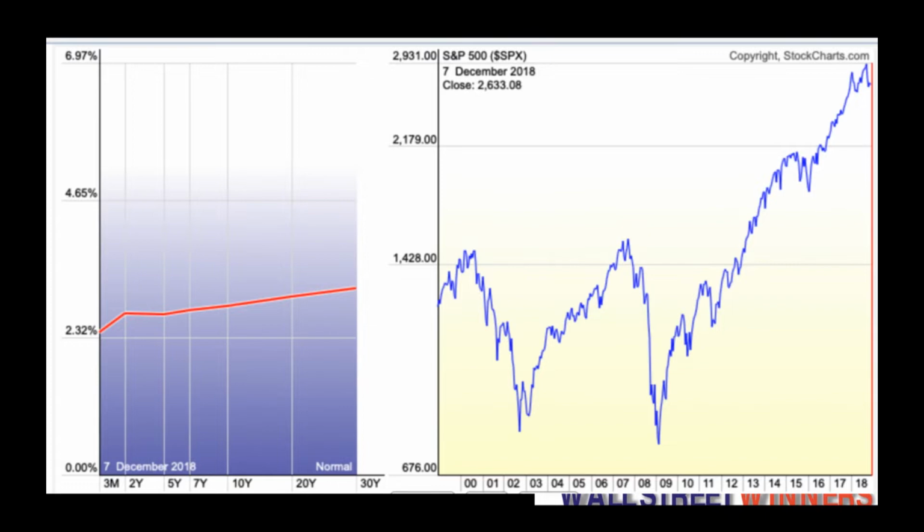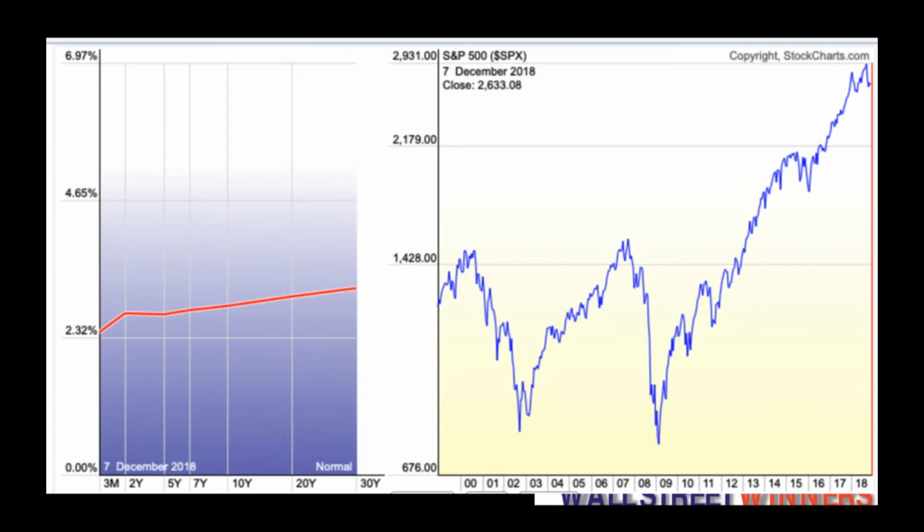Now, on the left-hand side is the yield curve, and the yield curve is just simply interest rates at different maturities. So on the far left-hand side of the chart, it's at 3 months, then it goes to 2 years, 5 years, 7 years, 10 years, 20 years, and 30 years. It is slightly positive at the very beginning of the curve on the left-hand side. It's actually slightly negative from 2 years to 5 years, and then slightly positive from 5 years to 30 years. It's really, really flat. And this is what's causing the problem in the stock market.